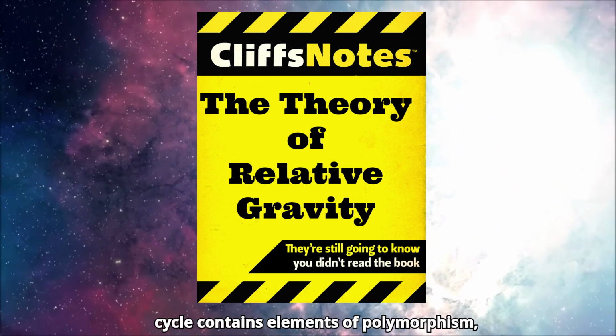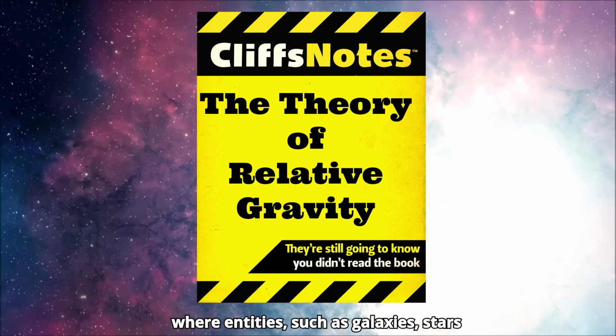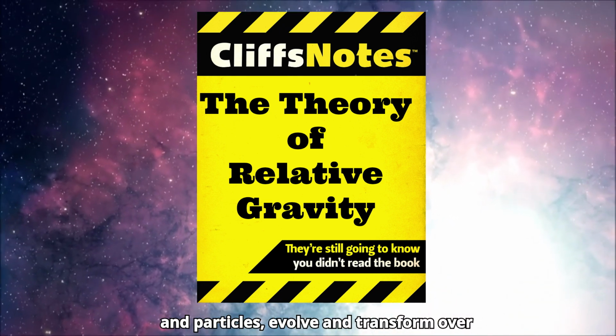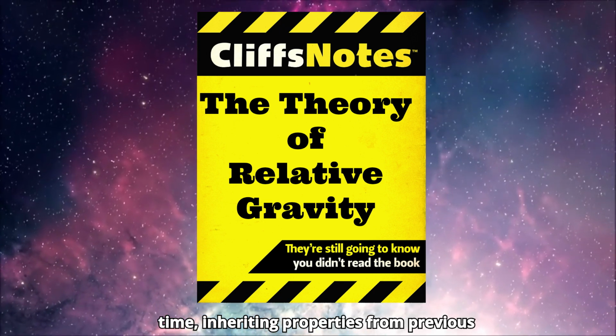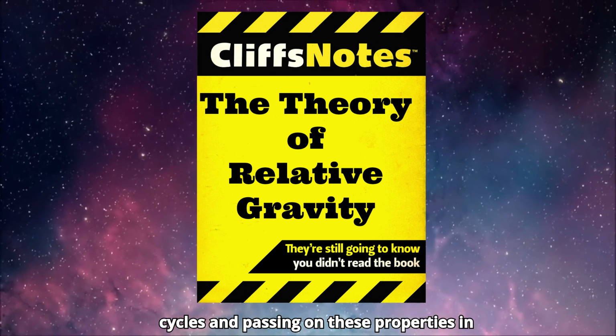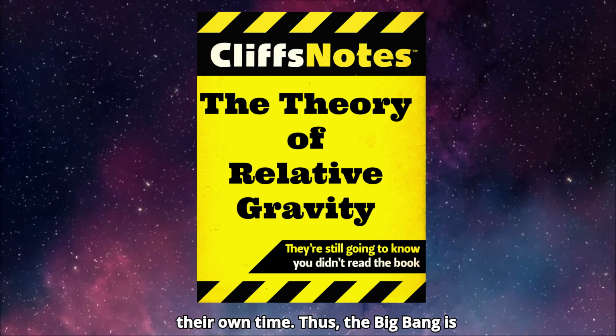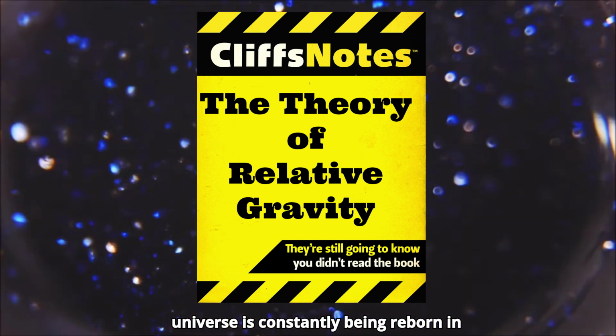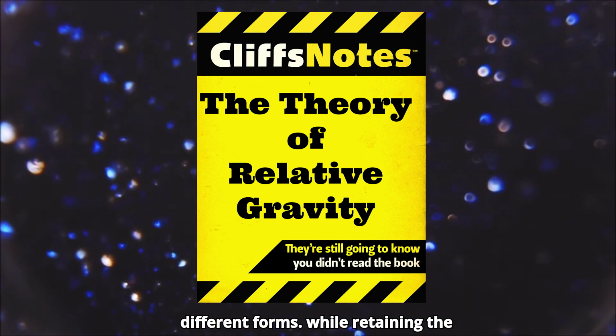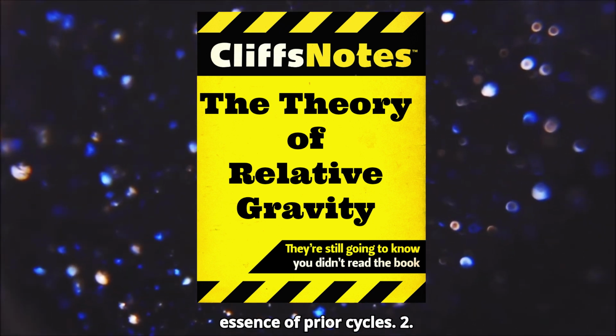Each cycle contains elements of polymorphism, where entities, such as galaxies, stars, and particles, evolve and transform over time, inheriting properties from previous cycles and passing on these properties in their own time. Thus, the Big Bang is part of an ongoing process, where the universe is constantly being reborn in different forms while retaining the essence of prior cycles.